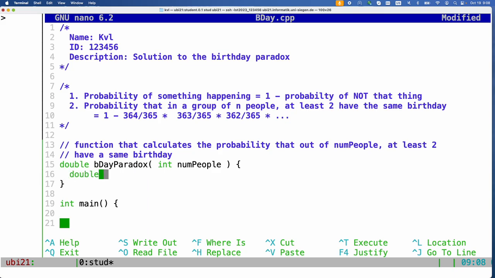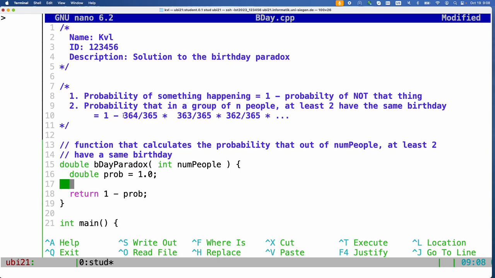We'll need a double. I'll call this P for probability, or I'll call it prob, actually. And I'll initialize it to 1 already. And then I need to do this over here repetitively. And afterwards, I need to do 1 minus. So this prob I'm going to return in my function. So I'm going to do 1 minus prob. And that is basically what I'm going to calculate here.